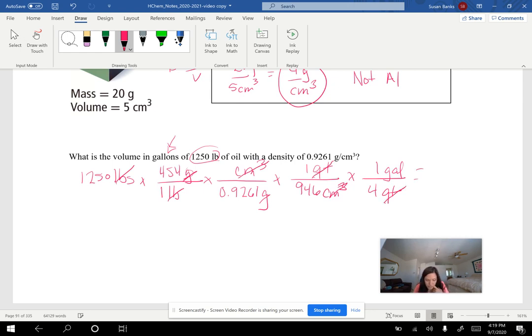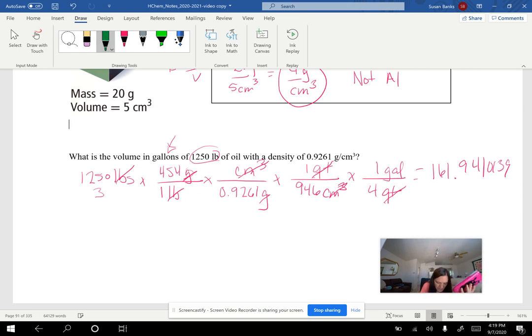All right, so we had a bunch of conversion factors here, so we're going to take this one piece at a time. We're going to take 1250, multiply it by 454, divide it by 0.9261, divide it by 946, and divide by 4. When we do that, my calculator gives me 161.9410139. Let's look at our significant figures.